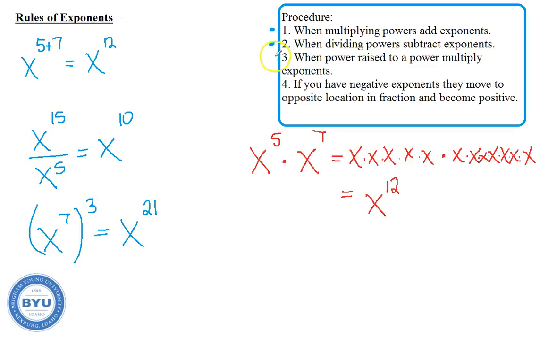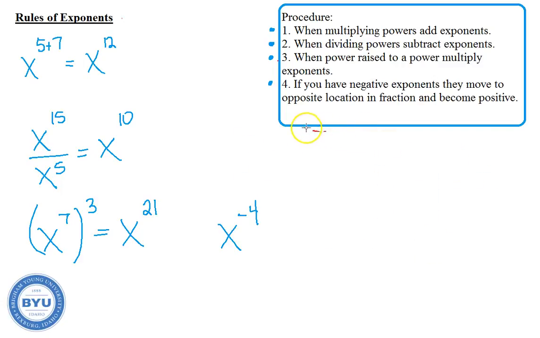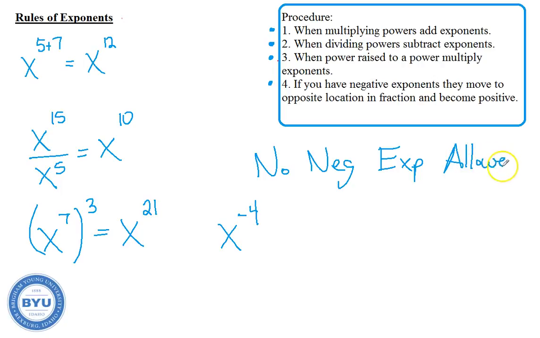The last procedure that we want to talk about when dealing with these types of problems is negative exponents. Negative exponents are not allowed in mathematics. So for example, if I had x to the negative 4th power, that is not an acceptable solution in math. We have a rule that no negative exponents are allowed. It's like a sin in mathematics to write your answer like this.